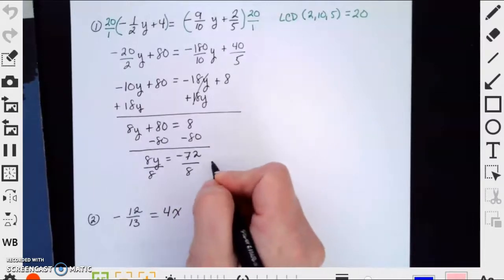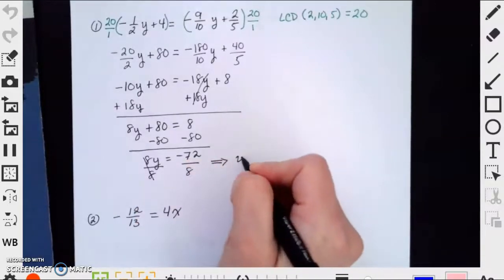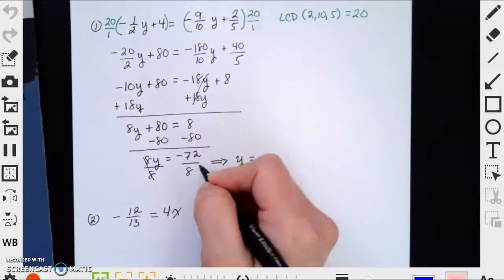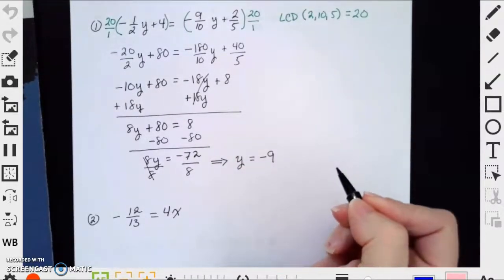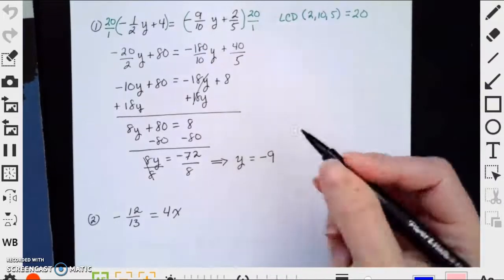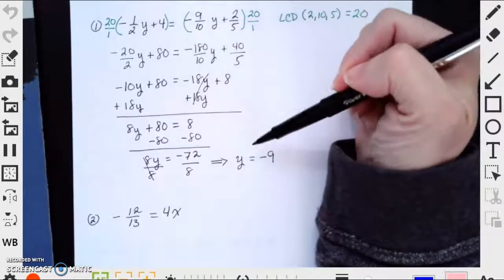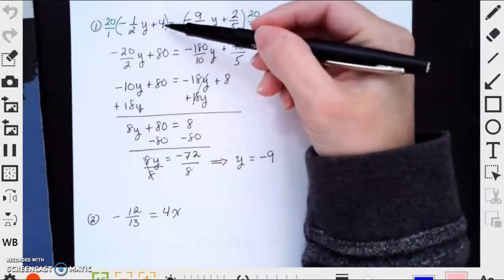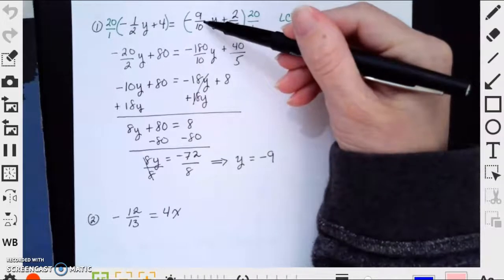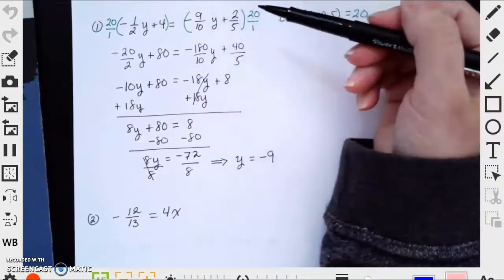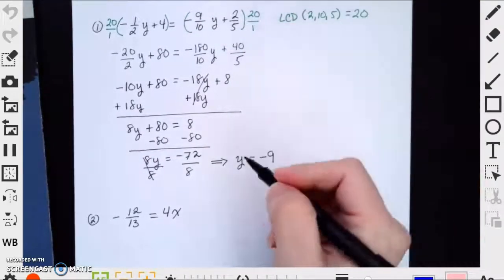I'm just going to write this off to the right here. So 8 divided by 8 is 1. So I have y, or 1y, equals negative 72 divided by 8, which is negative 9. And again, you could go ahead and do the check by taking that negative 9, plugging it into the original equation wherever you see y. So multiply negative 9 times negative 1/2, add 4 to that, see what you get. Then multiply negative 9 times negative 9/10, add 2/5 to that, and see what you get. And you should have the same thing when you do both calculations.